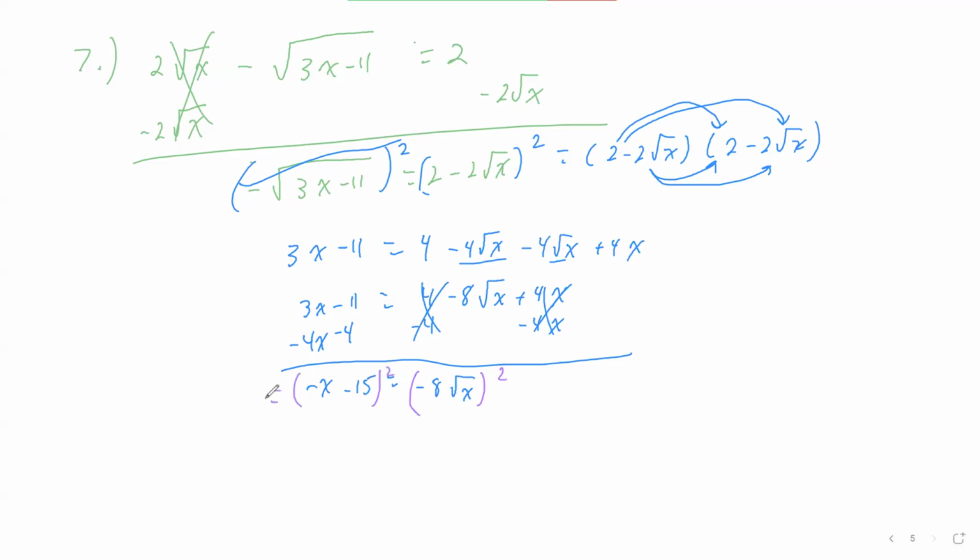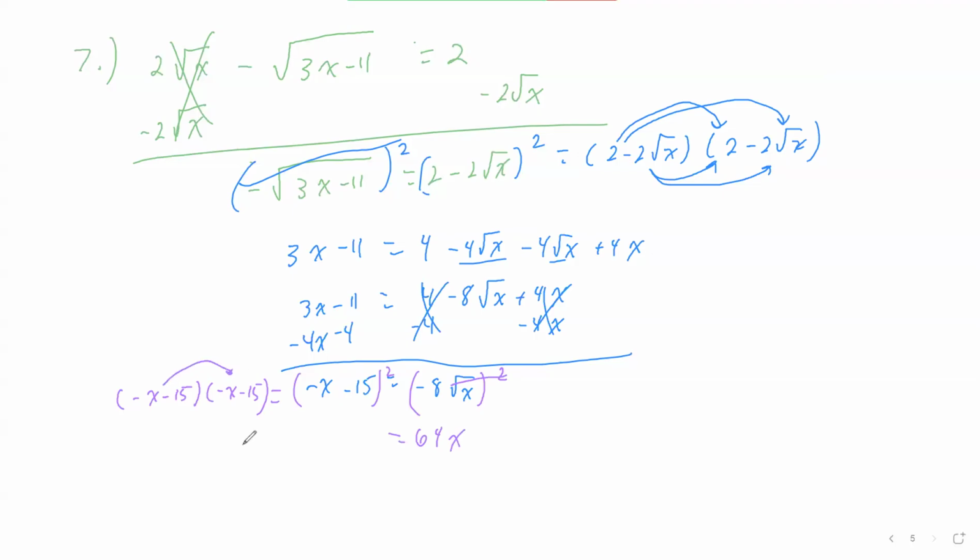So again, this right here would just mean that I have negative x minus 15 times negative x minus 15. Negative 8 squared is 64. The square and the square root would cancel, and I'm left with just the x. This again helps me avoid the fractions.